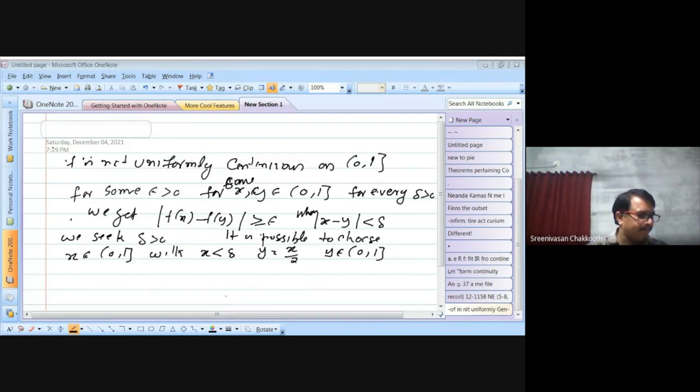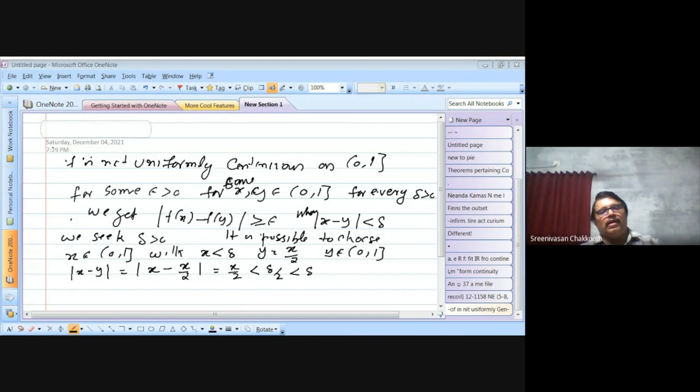Okay, now modulus of x minus y equal to, remember our y is x by 2, so x minus x by 2 which is equal to x by 2 as x is positive. Now our x is less than delta, so x by 2 is less than delta by 2 which is less than delta, as decided. Mod x minus y is less than delta.